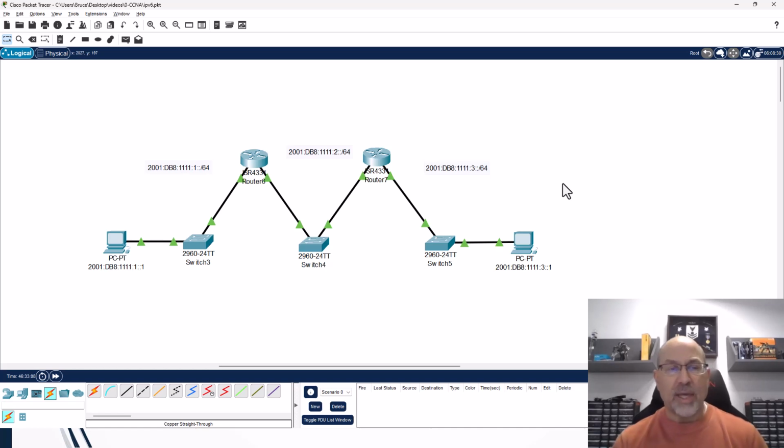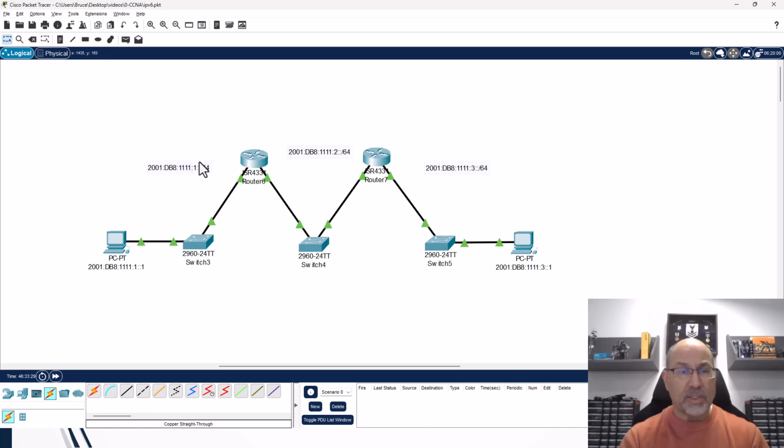So that means that we have designated the 1, 2, and 3 portions of this address space as part of the prefix. Now, each one of these has 64 bits of addressing for the hosts. And so that means that the subnet portion is this 1 right here, the 2 right there, the 3. So the 2001:DB8:1111:1, that's a subnet. The :2, that's a subnet. The :3, that's a subnet.